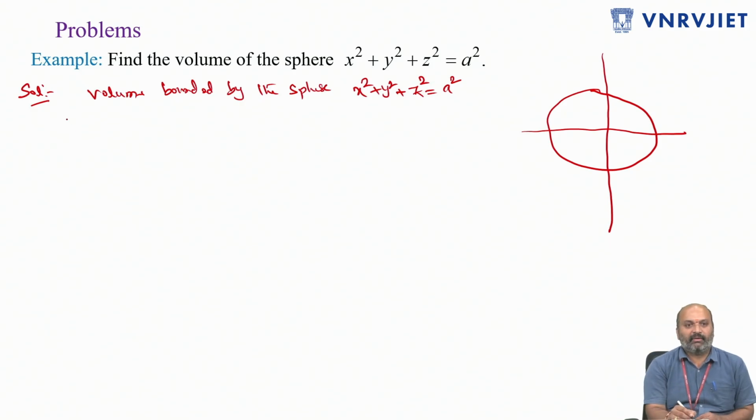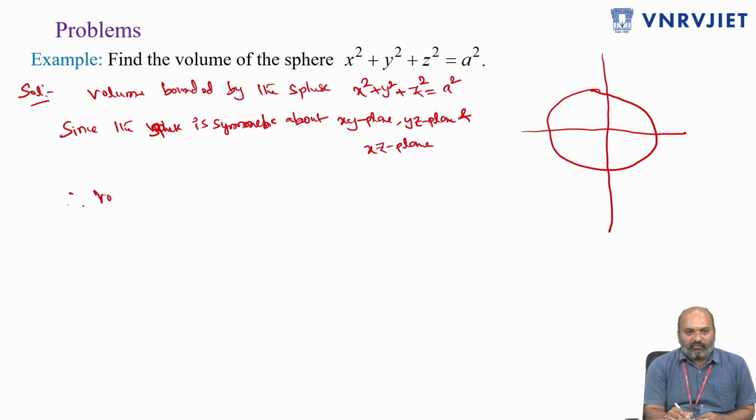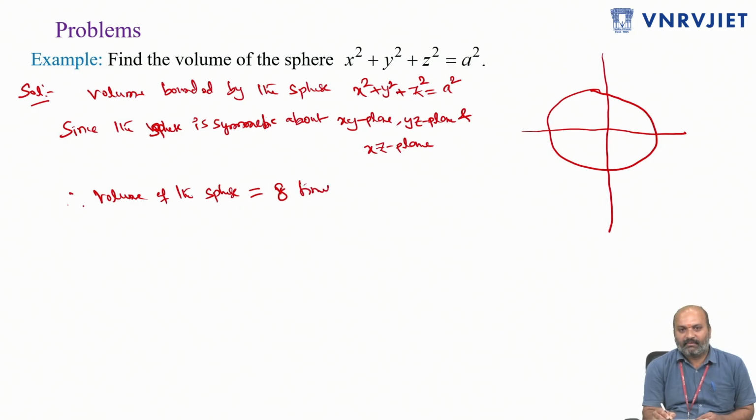Since the sphere is symmetric about the xy plane, yz plane, and xz plane, the volume of the sphere is equal to 8 times the volume of the sphere in the first octant.